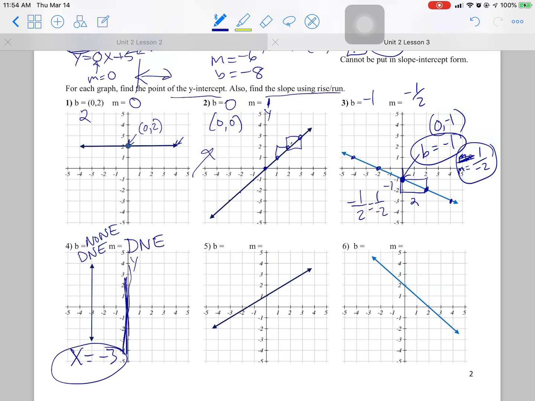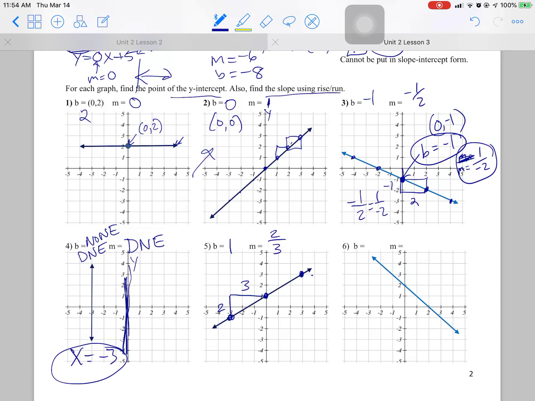Let's see, this one here is a positive slope. It goes through 1, and its slope, where is a dot? There's a dot. Where's an intersection? There's one there. So here, here, and here. So up 2 over 3. Up 2 over 3 is my slope for a positive slope.